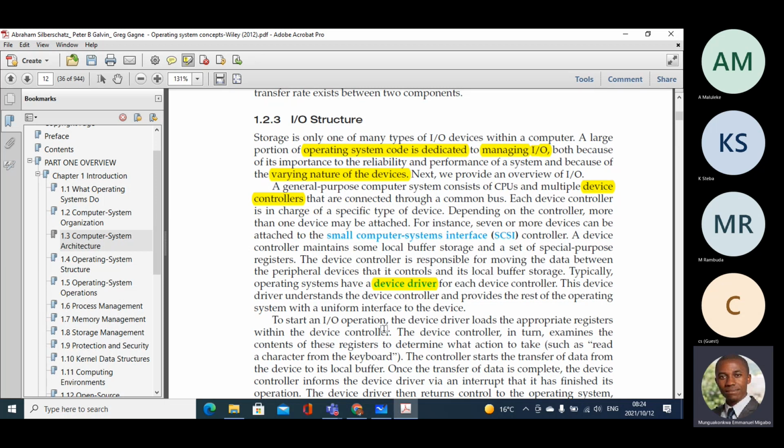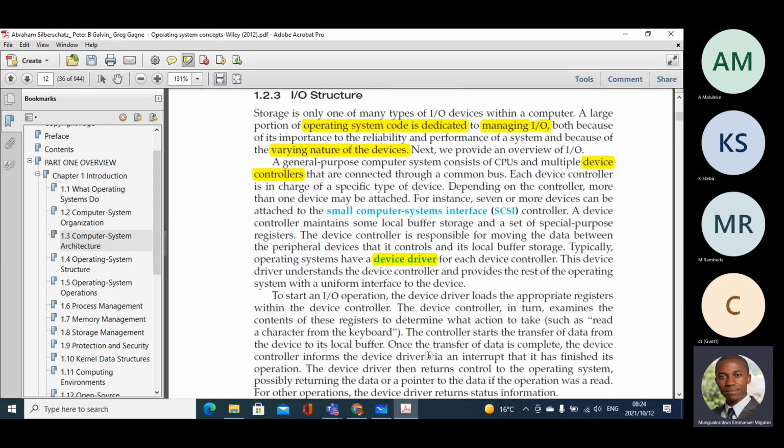Okay. The controller starts the transfer of data from the device to its local buffer. Once the transfer of data is complete, the device controller informs the device driver via an interrupt that it has finished its operation. So there is both signaling and the actual data transfer operations that the operating system has to handle as it interacts with the device controller.